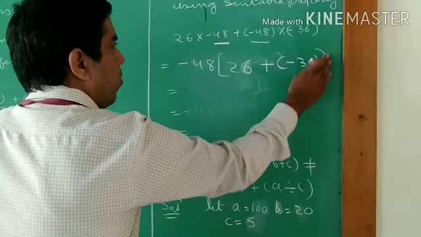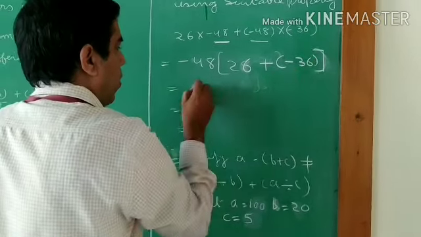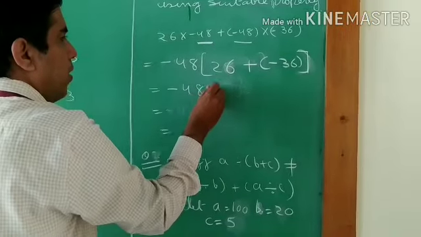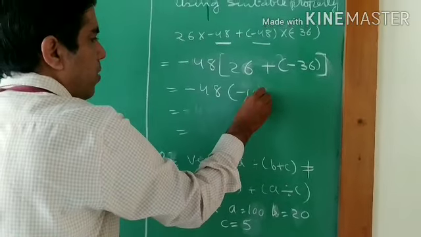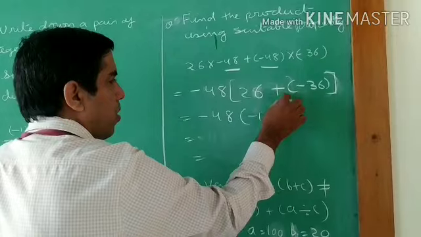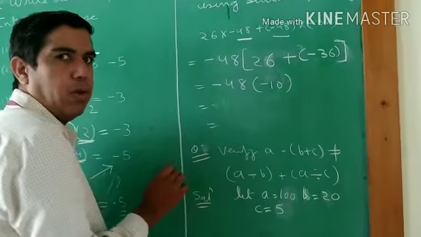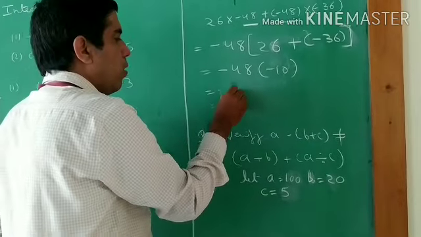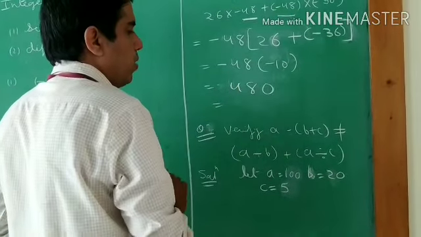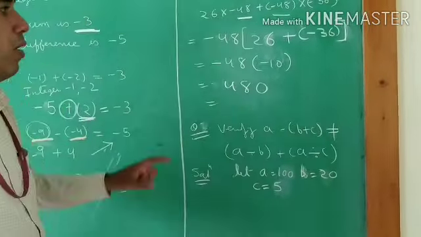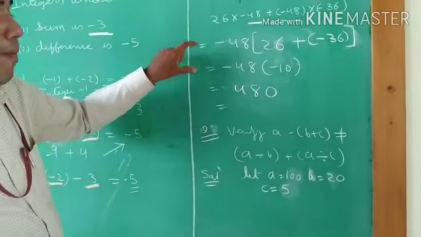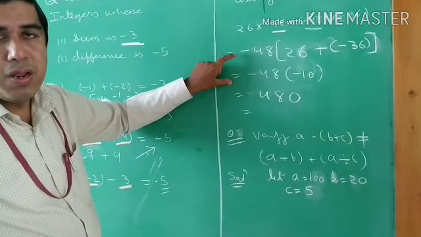Now it comes 48 multiplied by -10, because the answer of these two is how much? -10. And when you multiply two negatives, you know the answer is how much? Positive. So the answer comes here 480. Be careful in solving this. Compulsorily you will use the property.